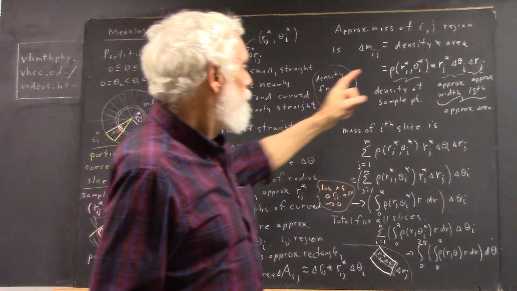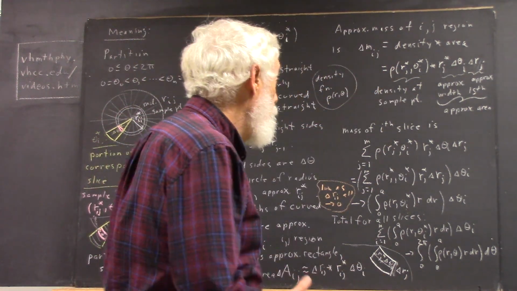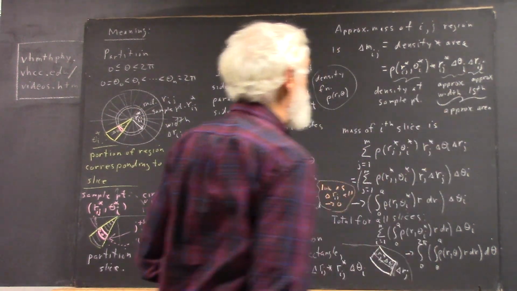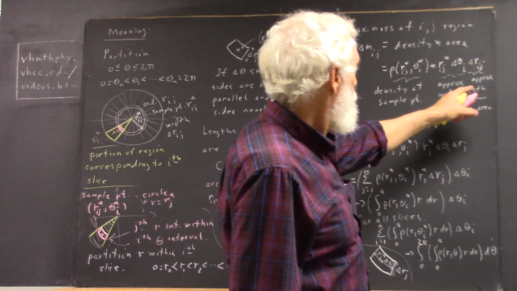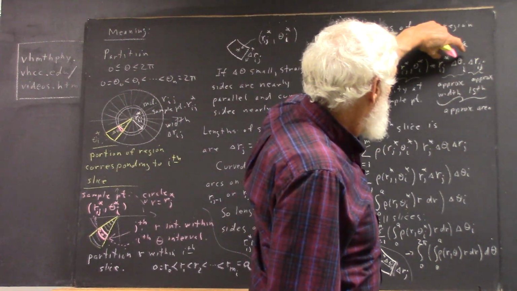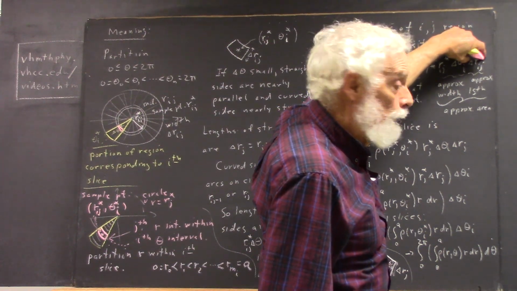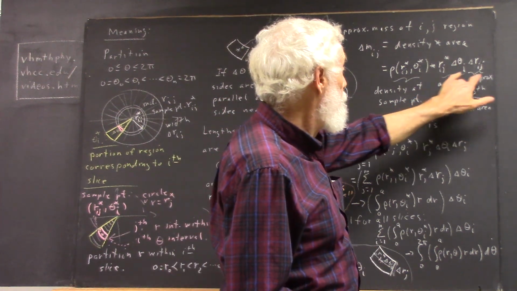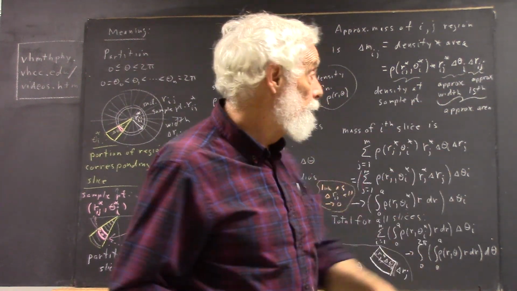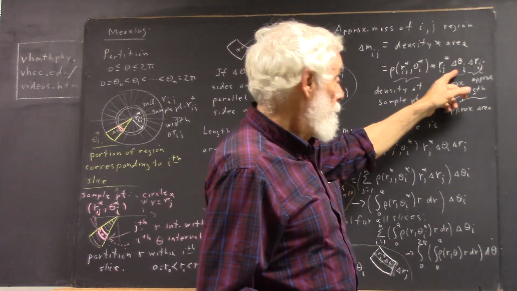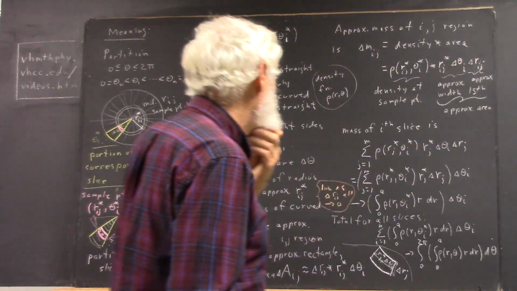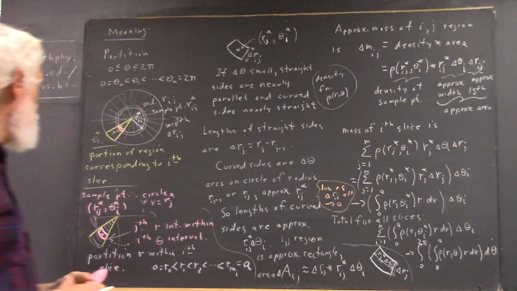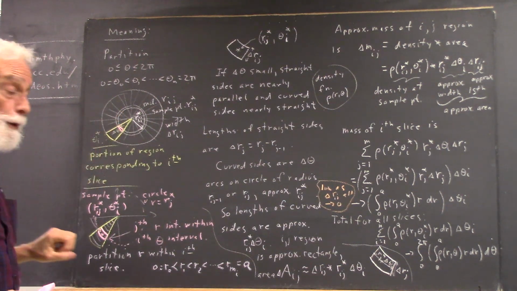So anyhow, we evaluate the density function at the point r ij, theta i star. Put the i's in my r's. And we multiply that by the area, which is approximate width times approximate length. You can call either of these length or width; these are the dimensions, one dimension and another dimension of our approximate rectangle. So multiplying the density by the area, we get the mass. So the mass of the ith slice, being this whole theta slice, is what?